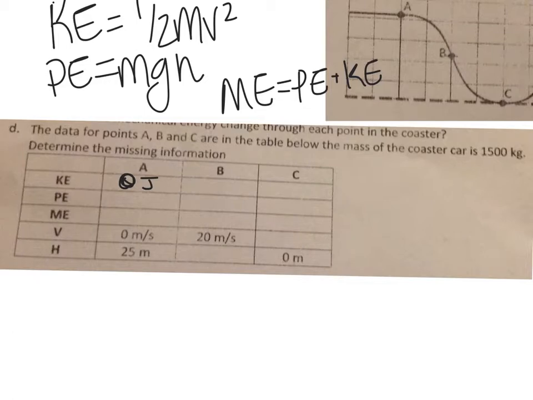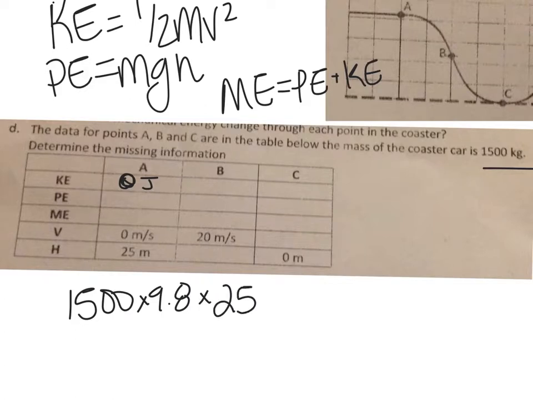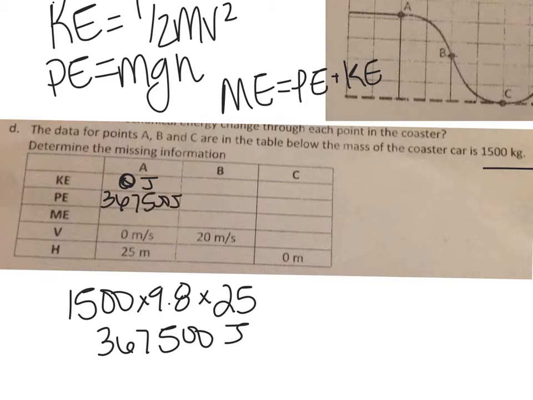For potential energy, you're going to take the mass of your coaster, which it gives us as 1500, times 9.8 times our height given to us of 25. You multiply all of that, and you're going to get 367,500 joules. All right, so that's our potential energy. That's an easy formula to work with. And then to find the mechanical energy, you would add 0 plus that 367,500, and that would be your mechanical energy. So in our case, it's just the 367,500 joules.